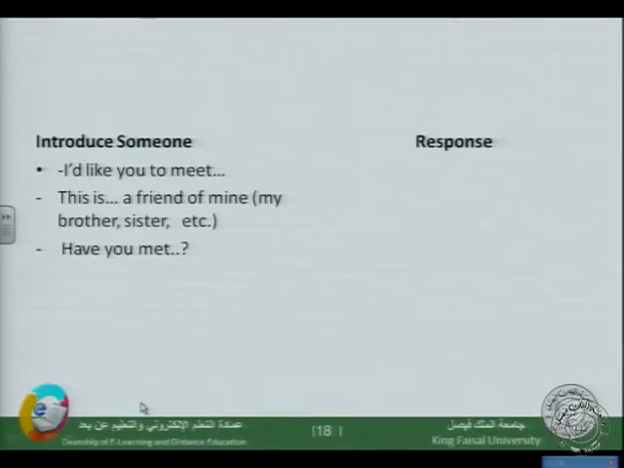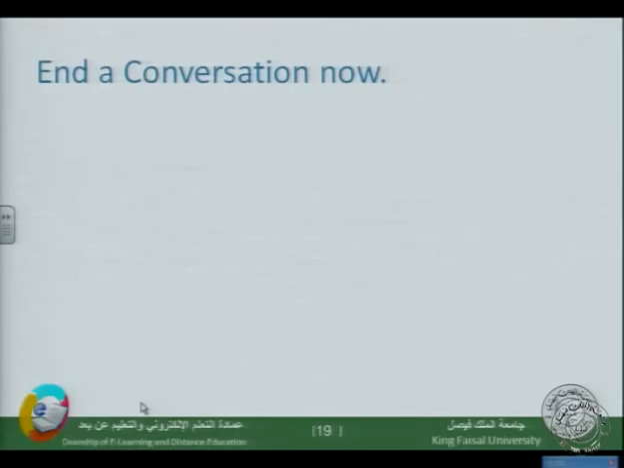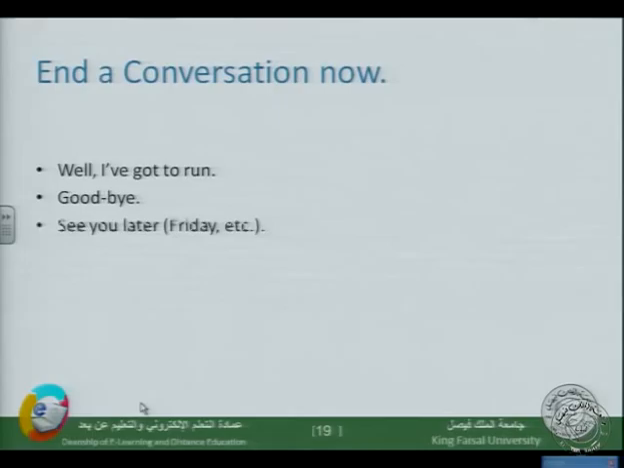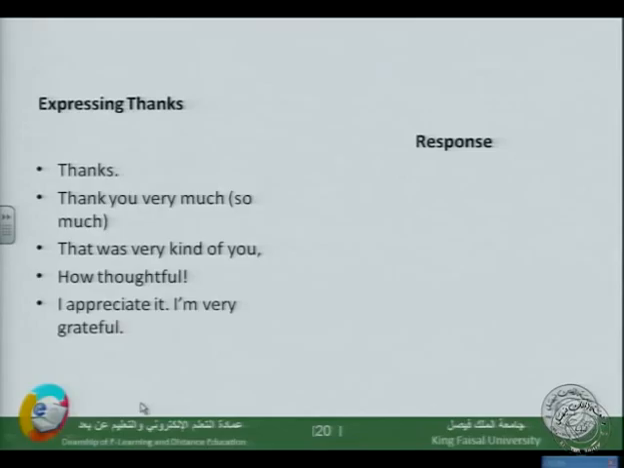Also, we have repeated some of these examples. We have talked about how to introduce someone, and here are some of the responses that we can use. How to end a conversation: well, I got to run, for example. Goodbye, see you later, Friday, have a good day, have a good weekend.